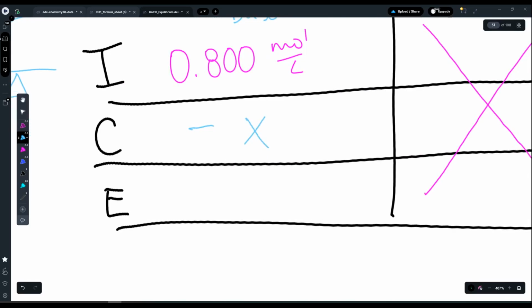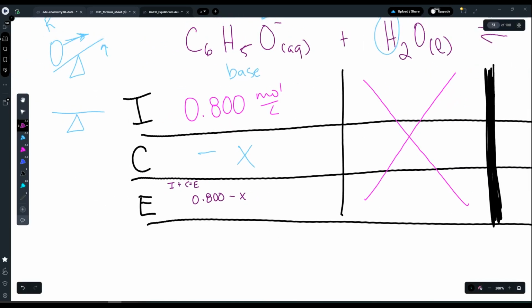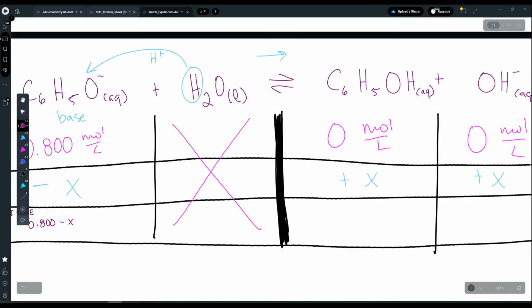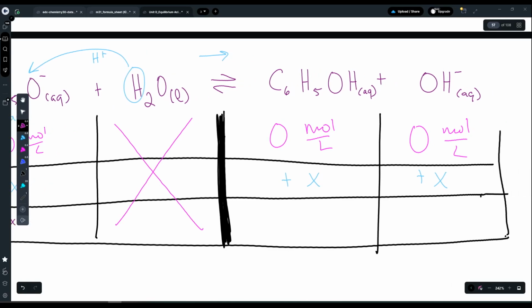Now for our equilibrium row, again, I'm still using that I plus C is equal to E. So 0.8 plus -x is going to look like this. So 0.8 moles per liter minus x is equal to the equilibrium concentration of the phenolate ion. And then for our products, for both of them, we'd be going 0 plus x is equal to the equilibrium concentration of both of our products here.